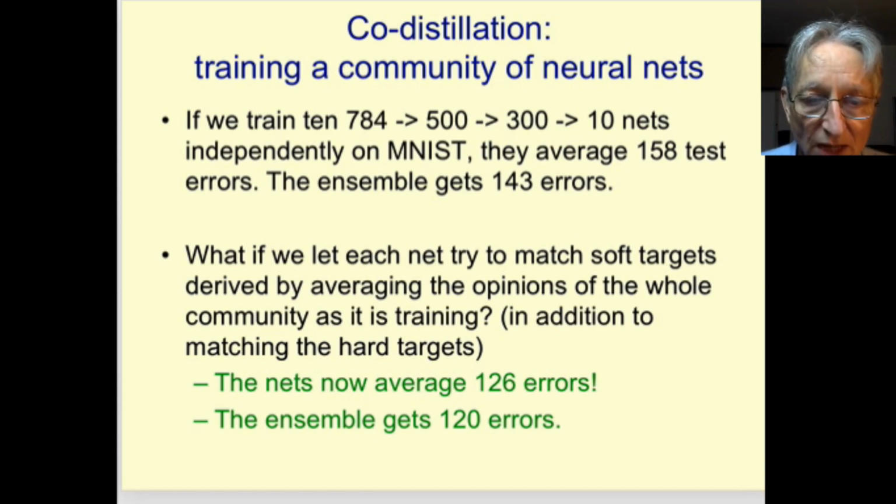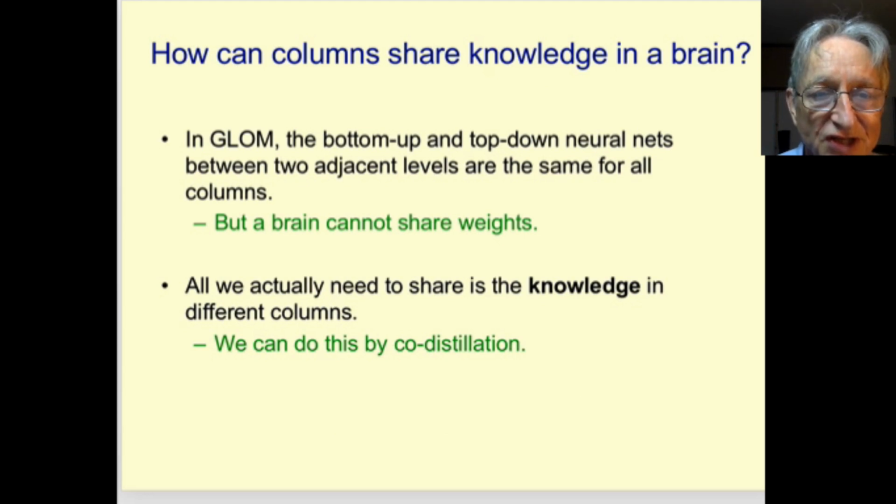And this will work particularly well if the different nets see different subsets of the data. That didn't happen in this case, but if you had so much data that you couldn't run it through all the nets, if you run different subsets through different nets and average them, that'll be a way of transferring knowledge about data that the neural net's never seen into the neural net by trying to agree with other neural nets that have seen that data. That's pretty much how a scientific community works. We look at the data directly, but we also read publications and we try and agree with what other scientists believe. So co-distillation suggests how the columns in a model like GLOM can share knowledge between the neural nets.